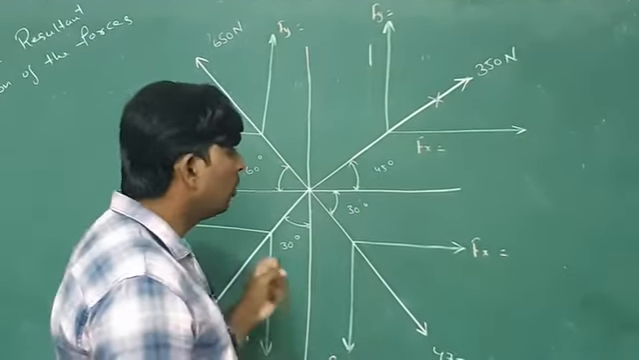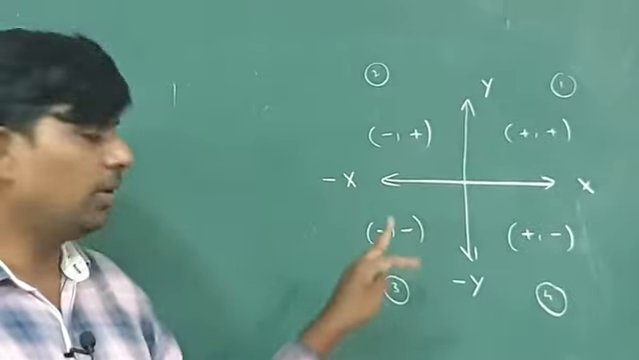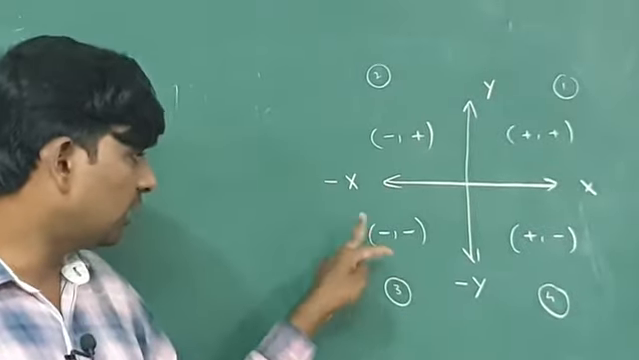Signs means, as you can see, in the first coordinate x is positive as well as y is positive. In the second coordinate, x is negative, y is positive. In the third coordinate, x is also negative, y is also negative. And in the fourth coordinate, x is positive, y is negative.